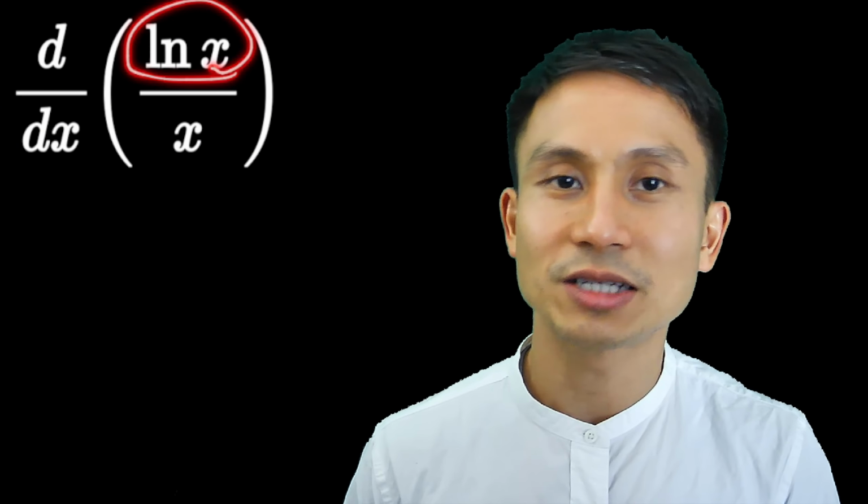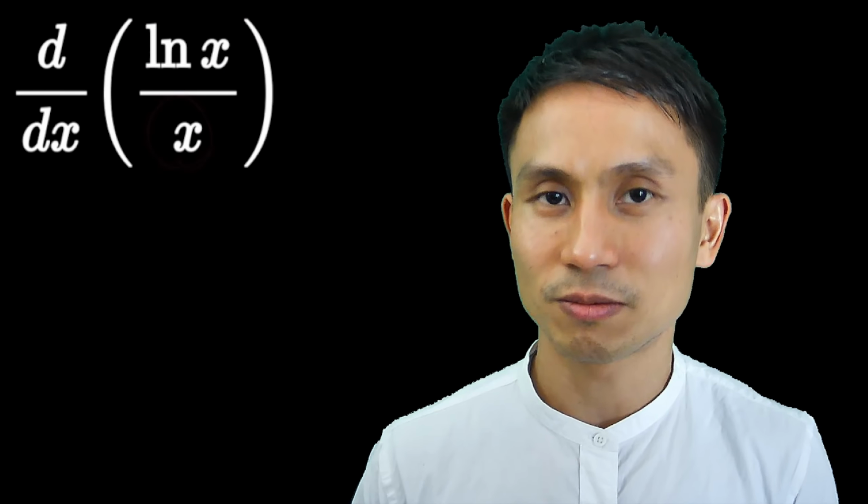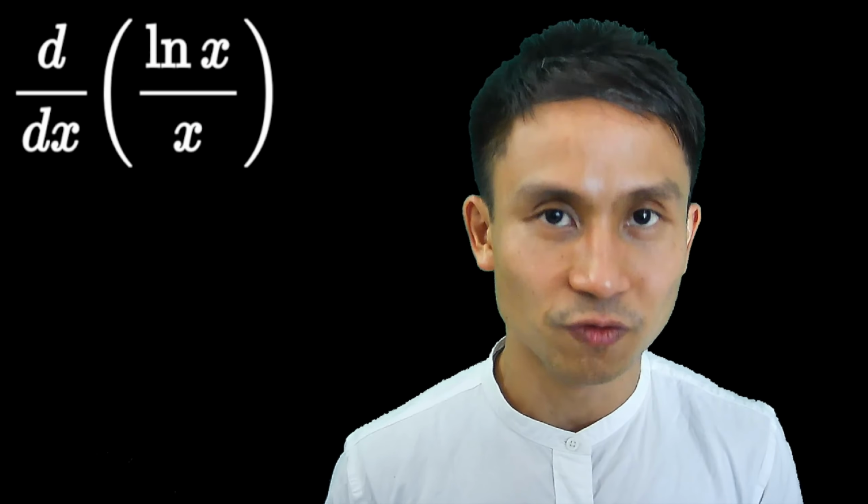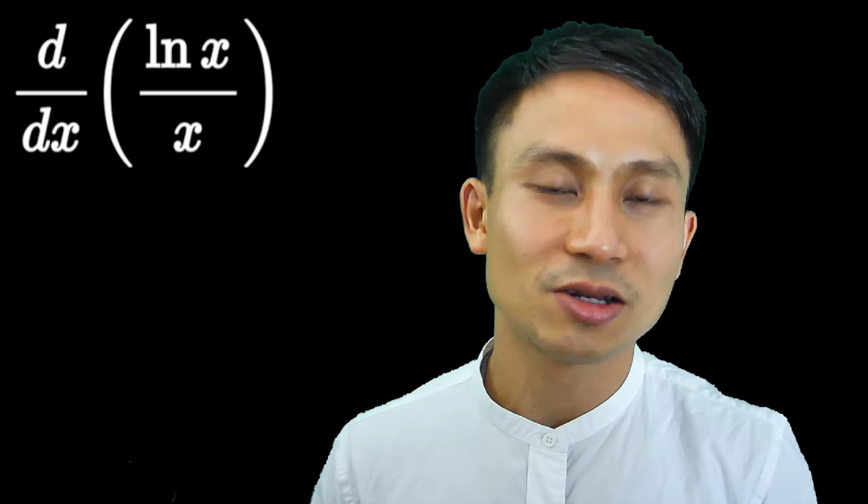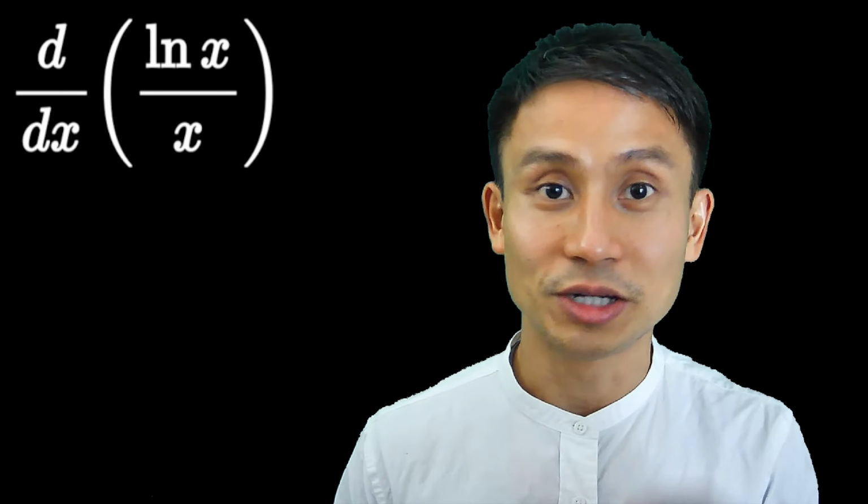Next, a little more challenging. Here we have ln x as the top part and x as the bottom part. And that is the quotient between two functions. You could look at this as ln x times x to the minus 1, but dealing with a power of a negative number can be tricky at times. So let's use the quotient rule.